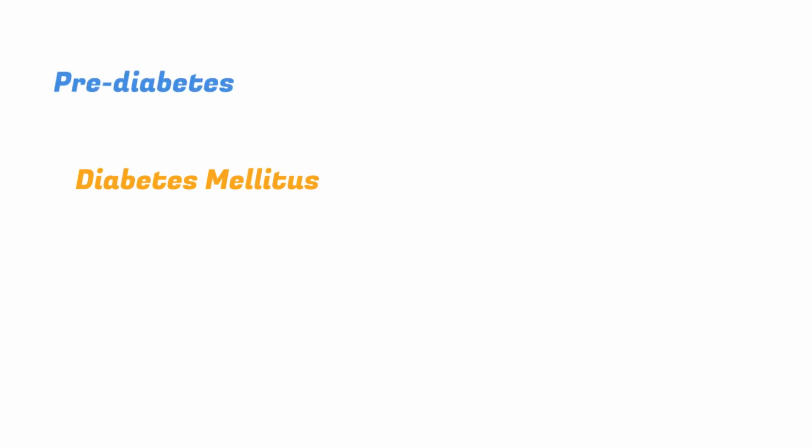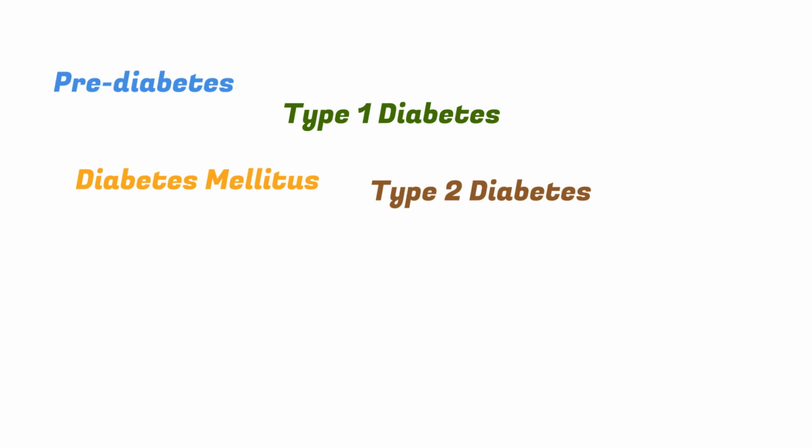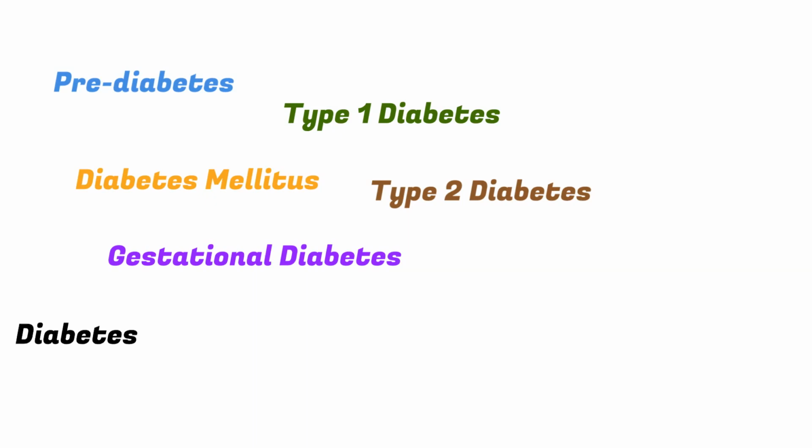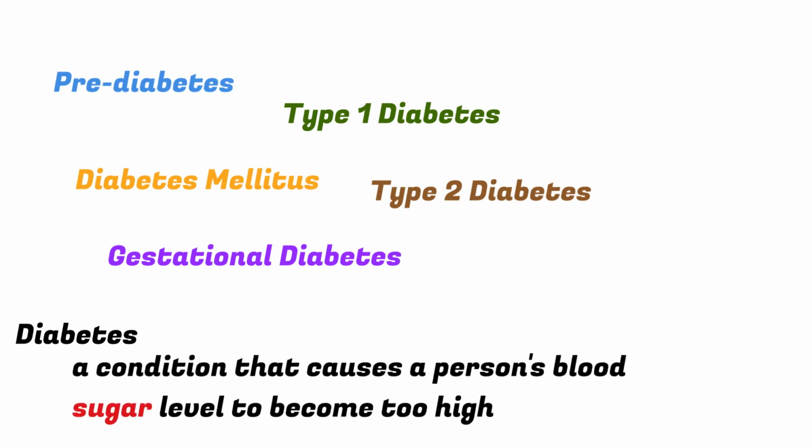So what are these terms we keep hearing about? Diabetes, more specifically type 1 diabetes, type 2 diabetes, pre-diabetes, gestational diabetes. We have all these terms, but before we define them, we have to understand a little bit of simple anatomy behind it all. Diabetes is primarily an issue of sugar in our bodies. So let's just quickly cover that before we get into the definitions of the terms. Diabetes is a condition that causes a person's blood sugar level to become too high.